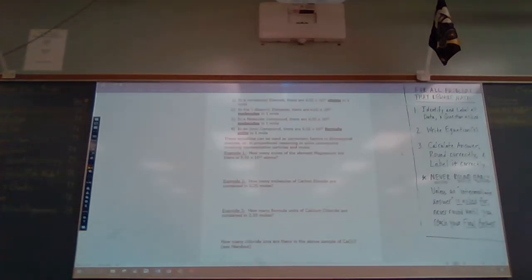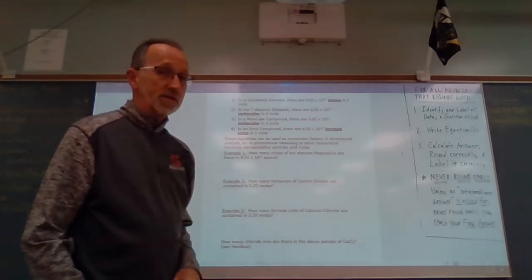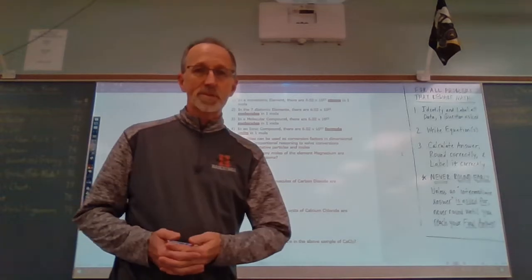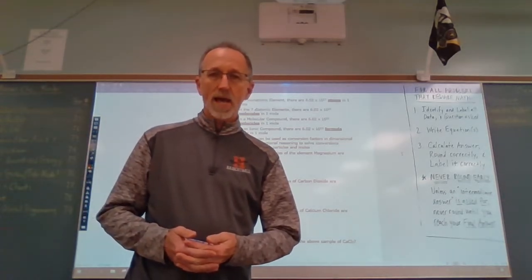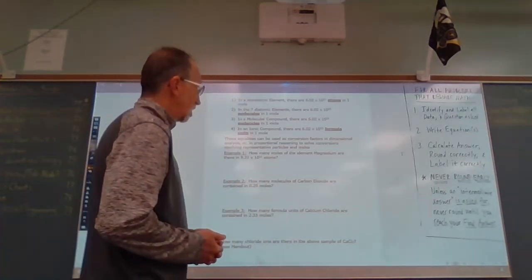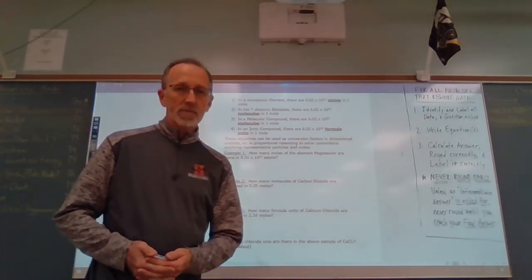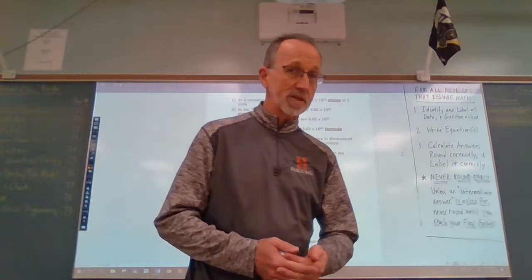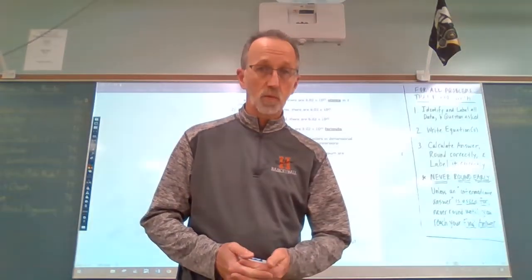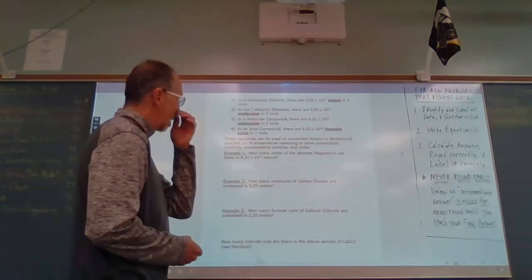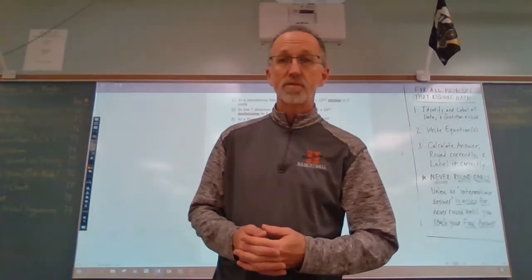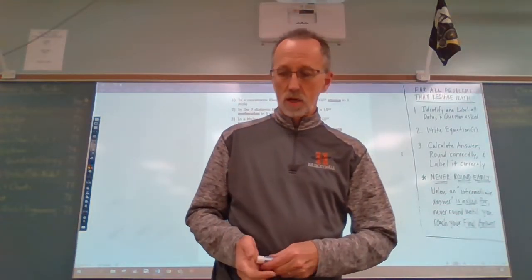So in a monatomic element, there are 6.02 times 10 to the 23rd, or Avogadro's number of atoms in 1 mole. In a diatomic element or a molecular compound, there are 6.02 times 10 to the 23rd, or Avogadro's number of molecules in 1 mole. In an ionic compound, there are 6.02 times 10 to the 23rd, or Avogadro's number of formula units in 1 mole.